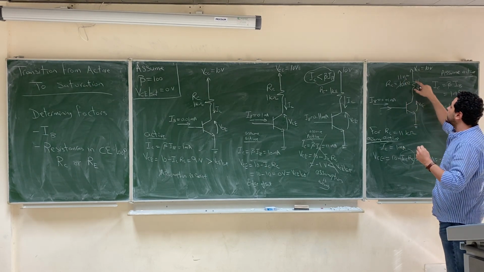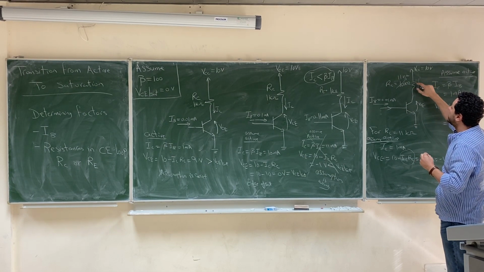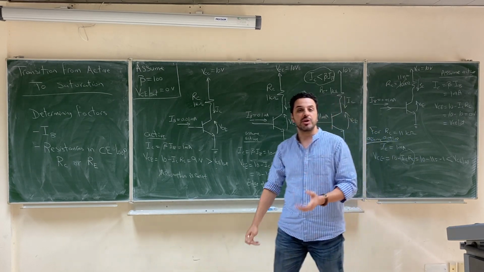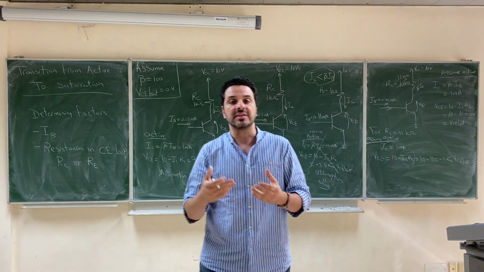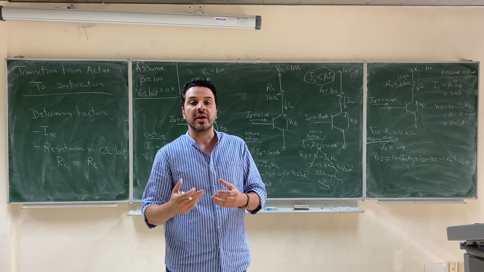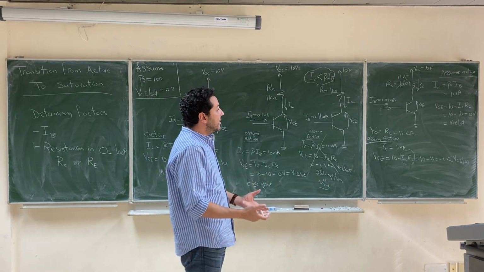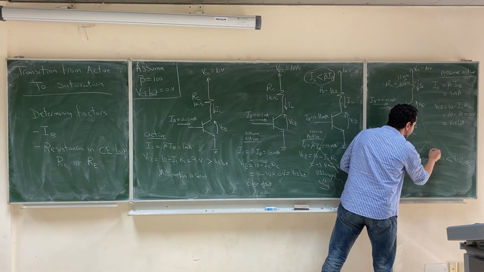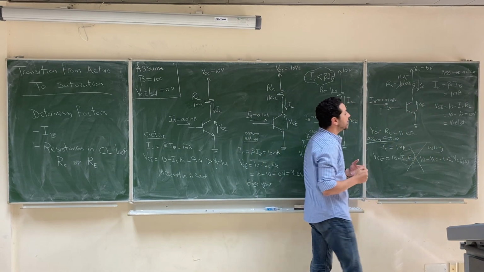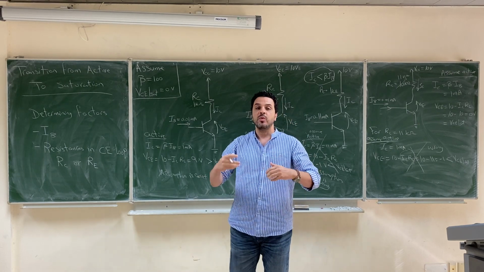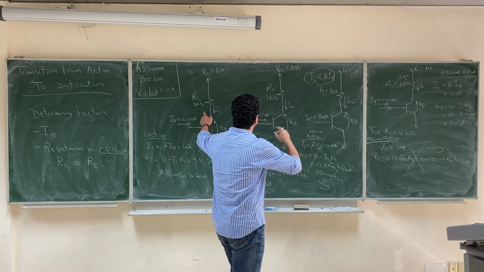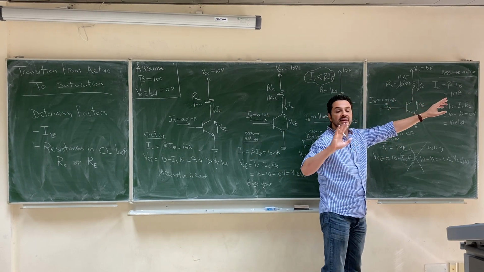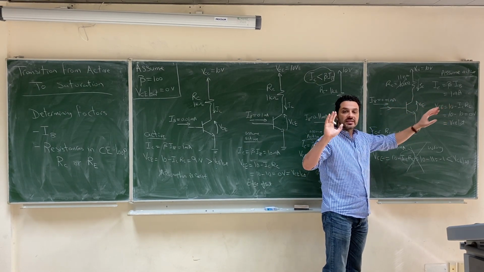It's impossible that the drop across the resistance be higher than the supply voltage, right? The supply voltage is 10, so it's impossible that you will get a drop across the resistor in the loop more than 10 volt. So your assumption of being active is again wrong. So again, what happened here? When you increased RC from 1 kilo ohm to 10 kilo ohm, the transistor stayed in the active mode. It stayed in the active region.